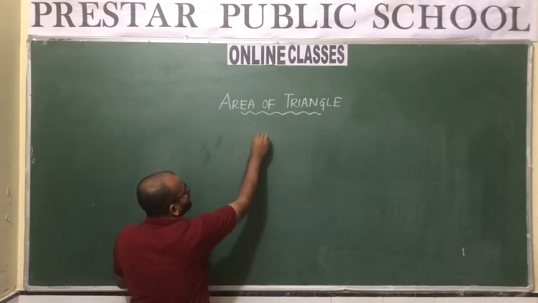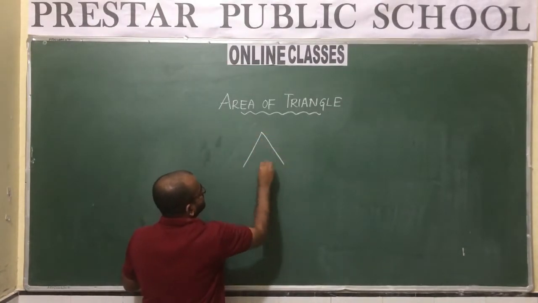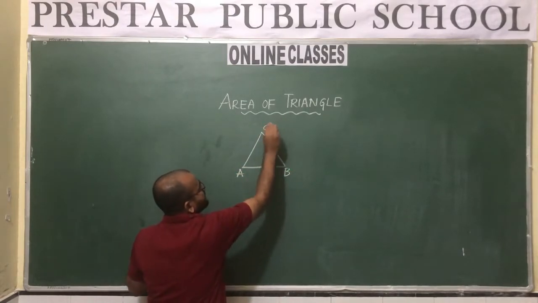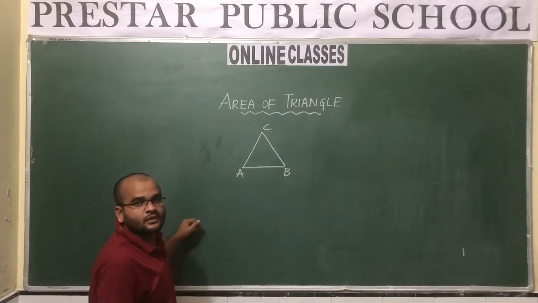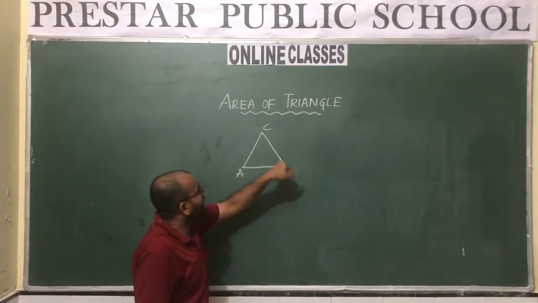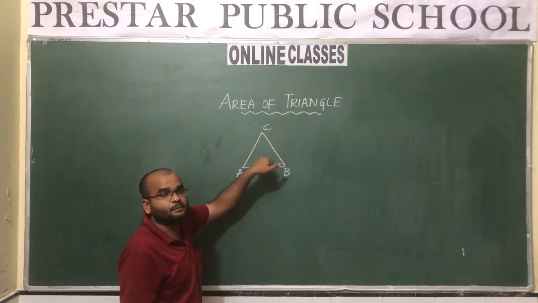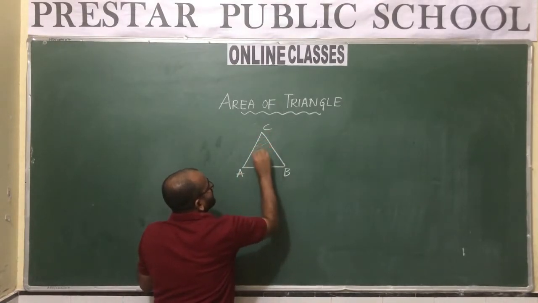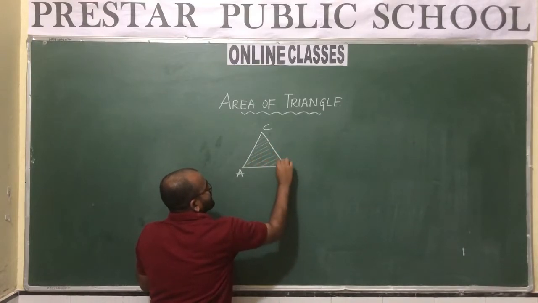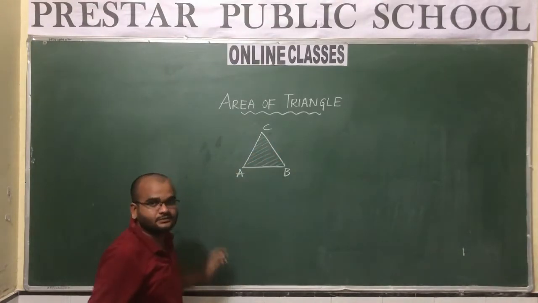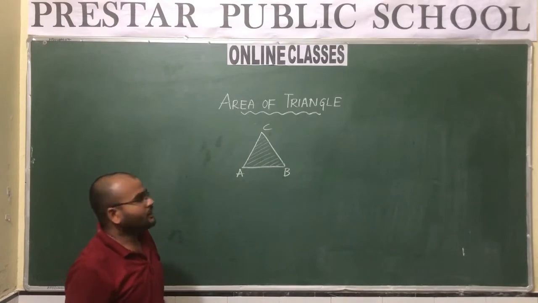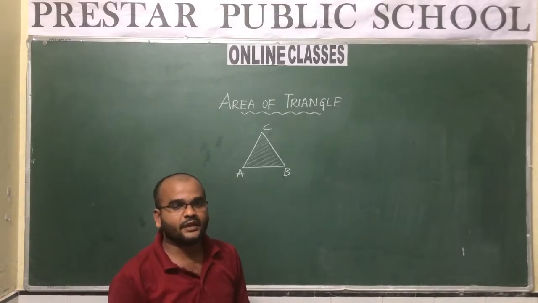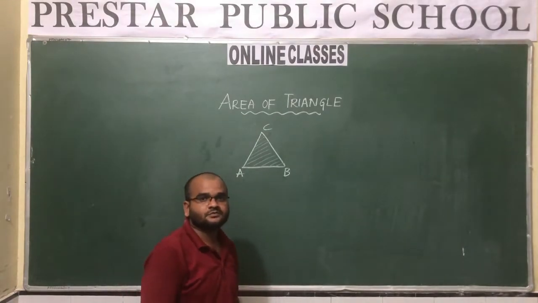See here, let us take one triangle, triangle ABC. The area of triangle ABC means the space occupied by this triangle. This total space occupied by this triangle is called area. It is very easy to calculate the area of a triangle. For that we have one formula.